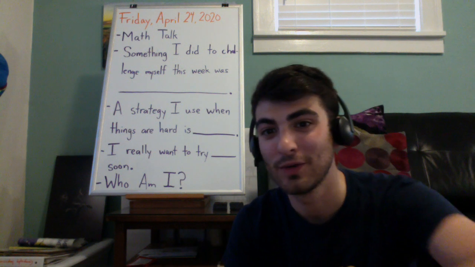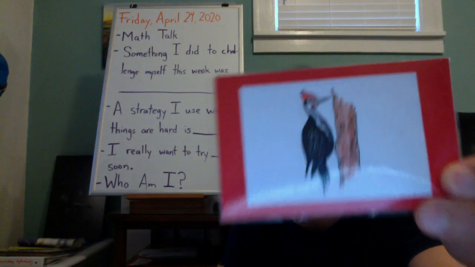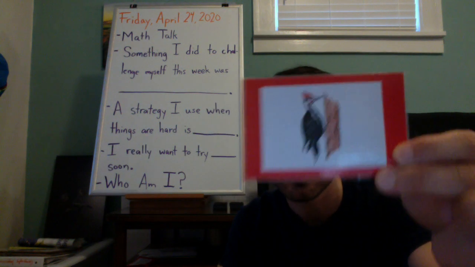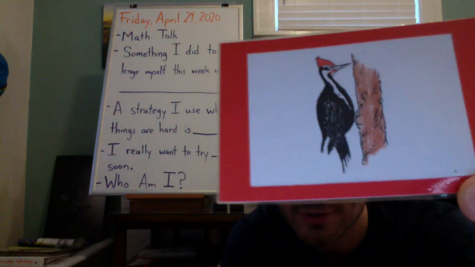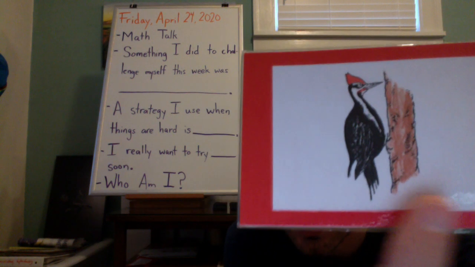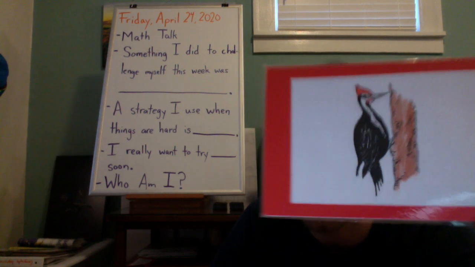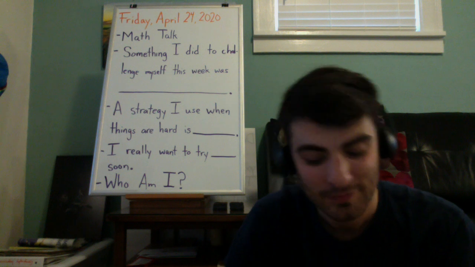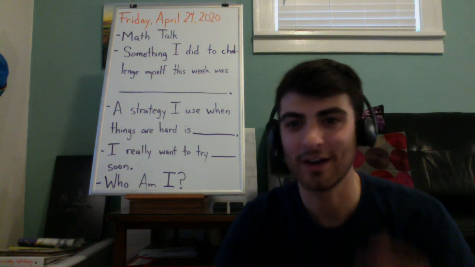If you guessed a woodpecker, you are correct. Woodpeckers have special toes. If I get close enough, maybe you can see them along the tree trunk here. 2 that go forward and 2 that go backward, so that they can really grip on well to trees while they are digging for insects.